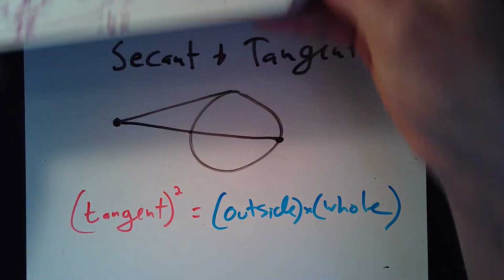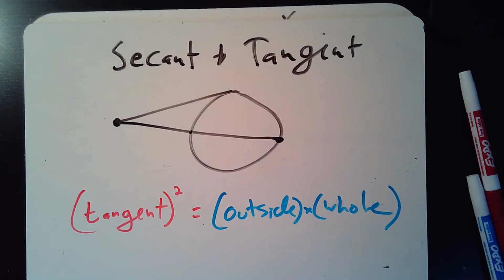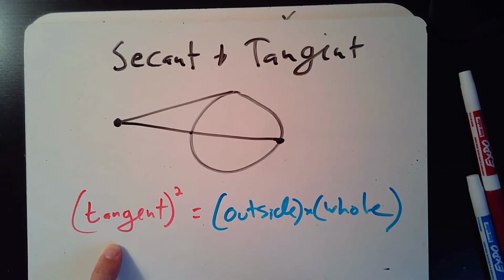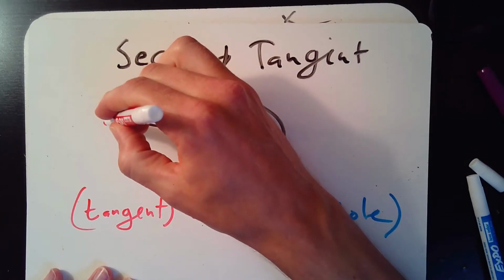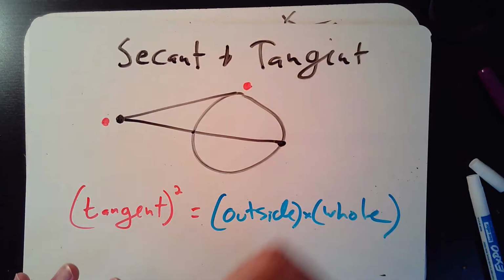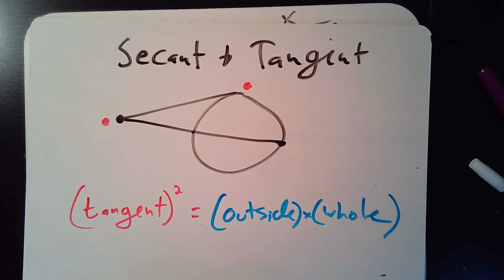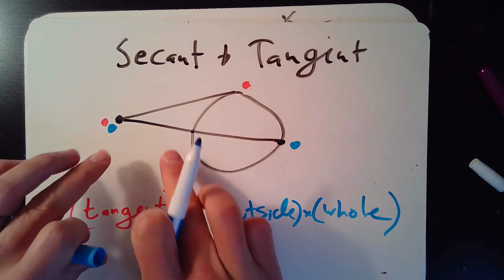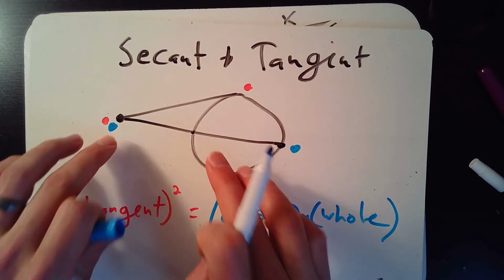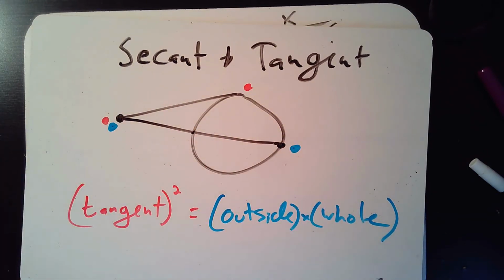The only difference is now you've got one of them as a tangent, so there is no outside or whole, right? So it's just the tangent squared. And again, the tangent, there's just one segment that we're looking at. There's just one value. So it's that squared is equal to the blue secant outside times whole. So again, we have to add in the two pieces to get the whole.